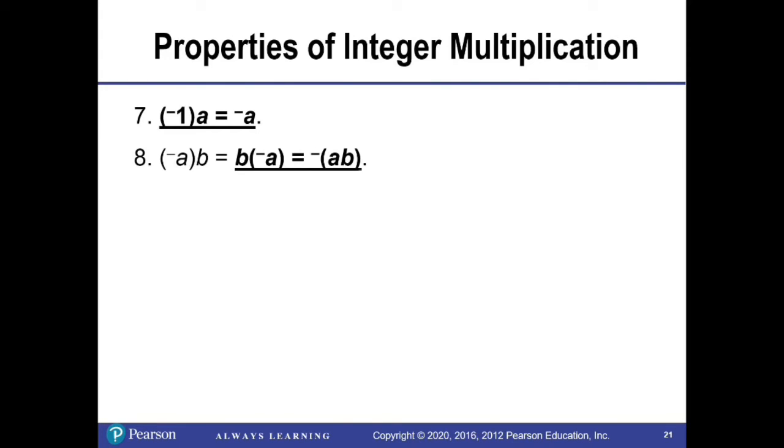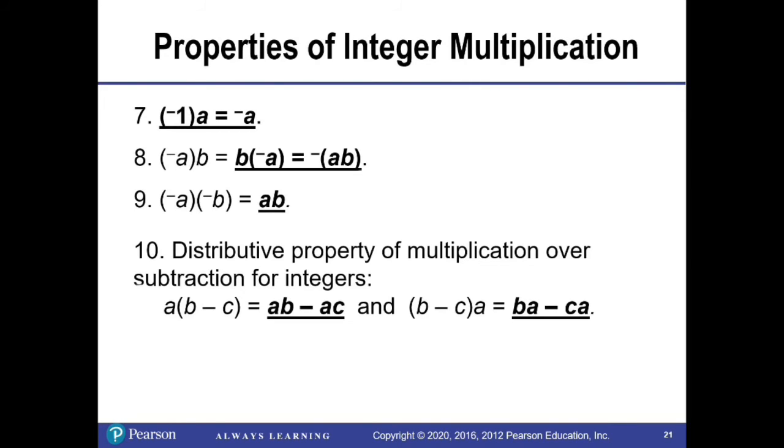Negative a times b, we have our commutative property, so that's the same thing as b times negative a. And notice this is the opposite of a times b, so that negative a times b is the opposite of a times b. Negative a times negative b, negative times a negative makes a positive when we multiply. So negative a times negative b is ab.